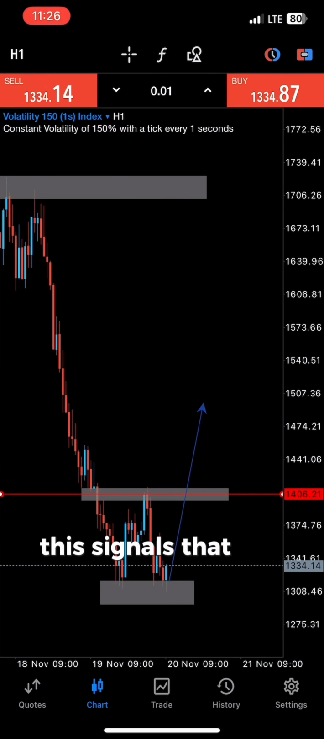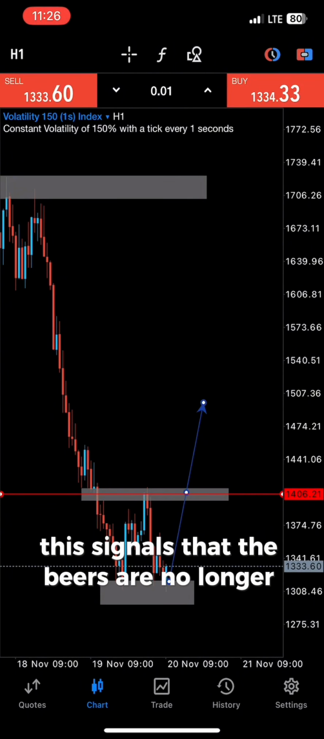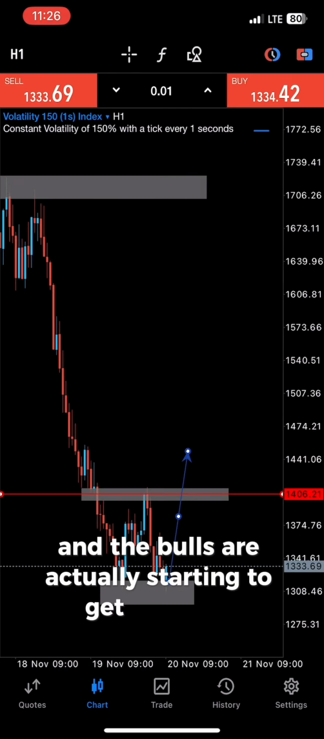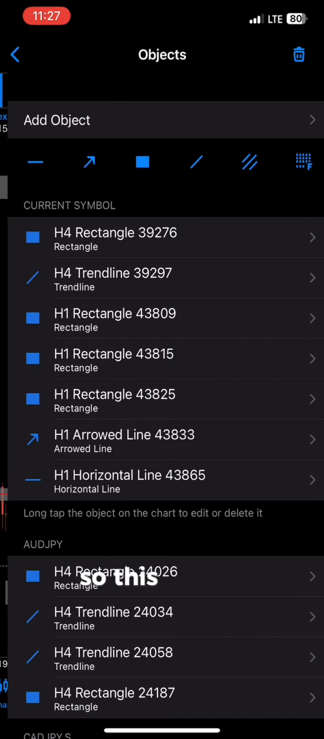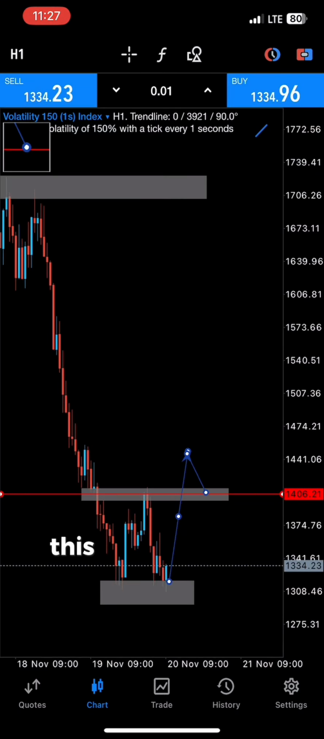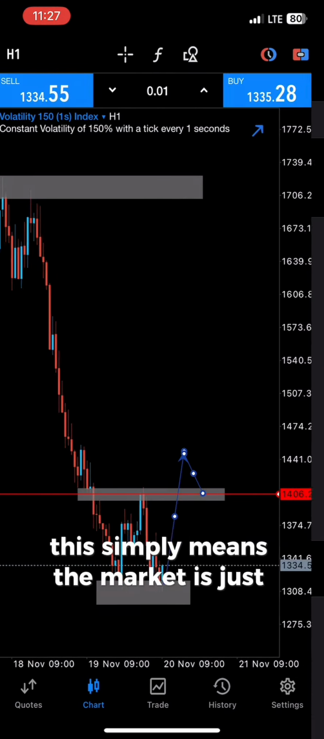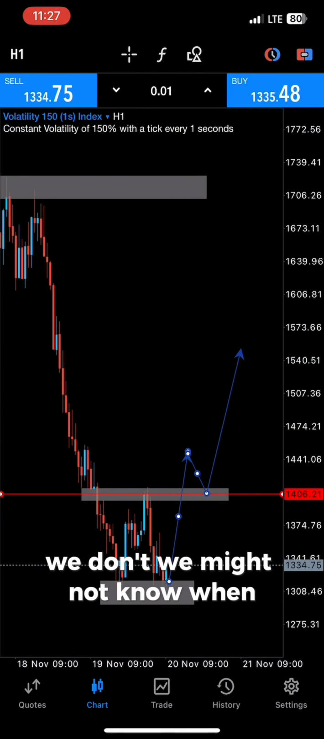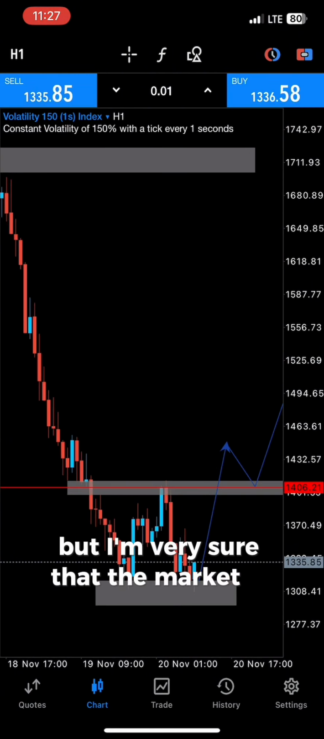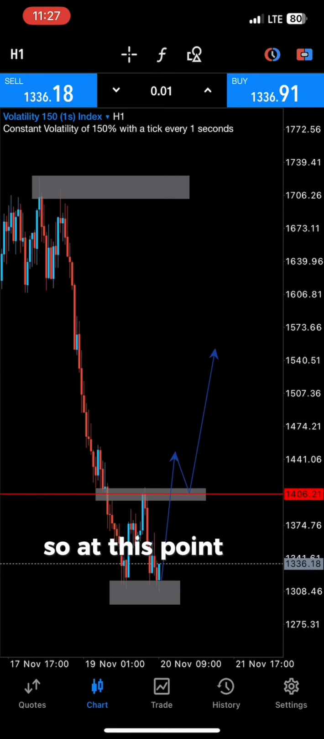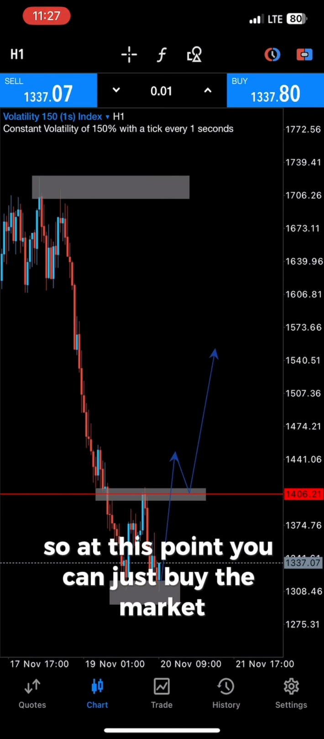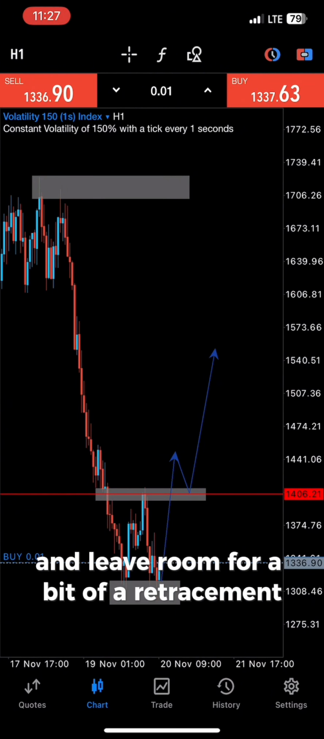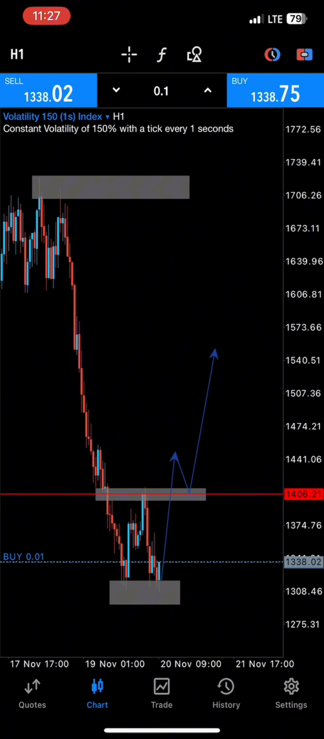This signals that the bears are no longer in power and the bulls are actually starting to get powerful. So this simply means the market is just going to buy. We might not know when, but I'm very sure that the market is going to buy. So at this point, you can just buy the market and leave room for a bit of a retracement, and then you're good to go.